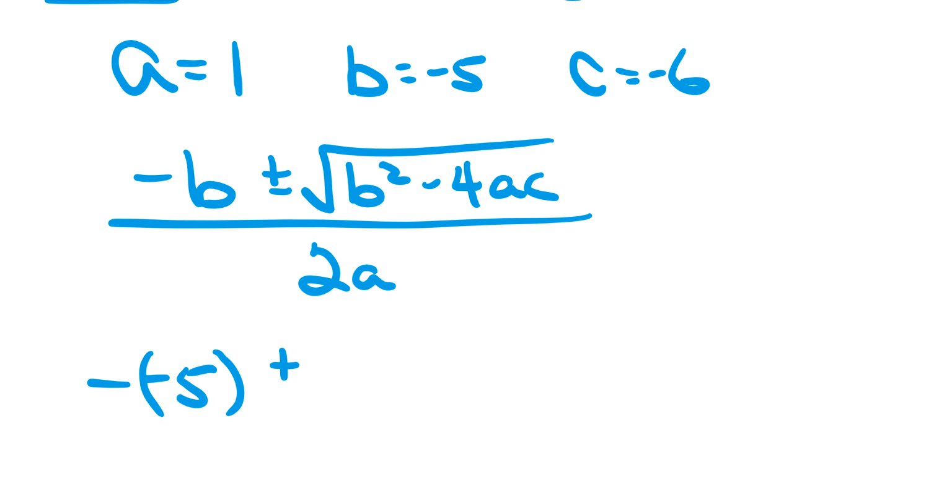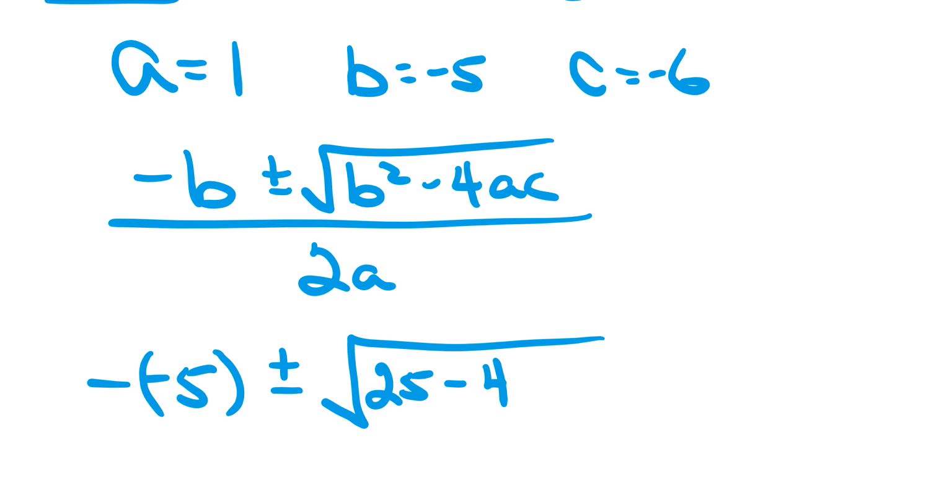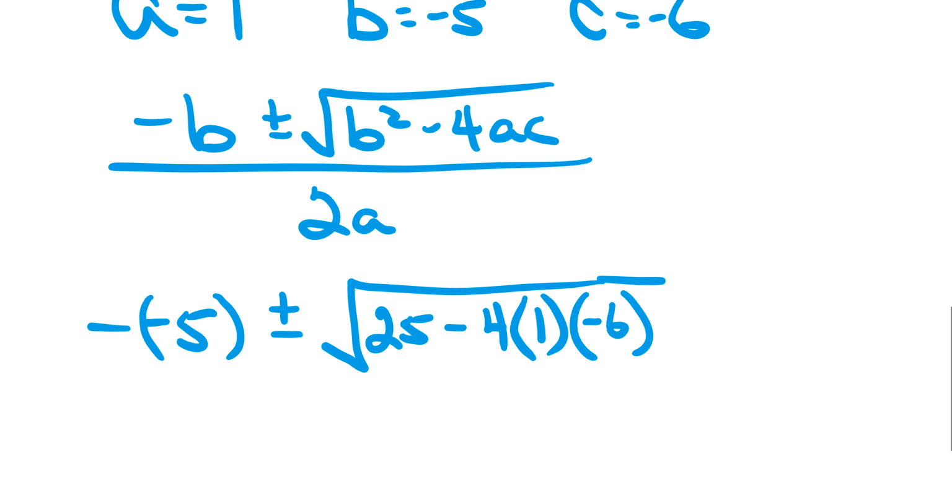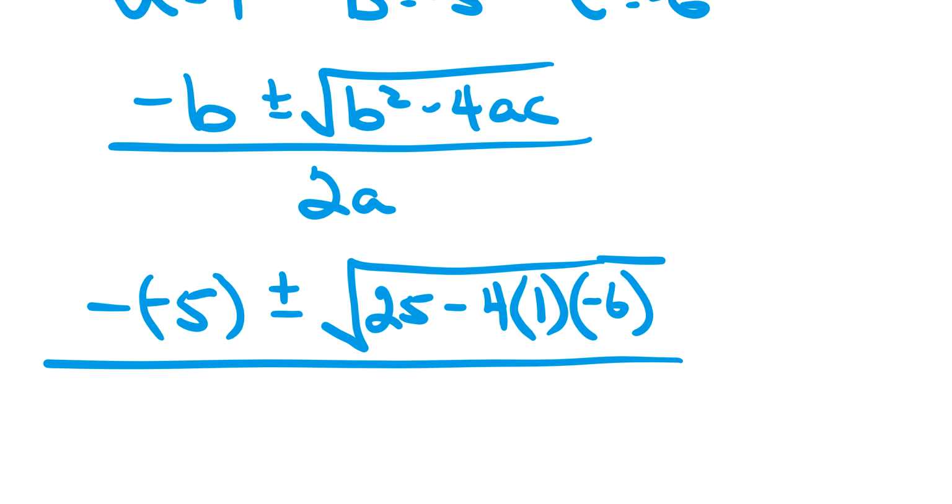And then I'm going to have plus or minus the square root of b squared. Well, that's negative, so that's going to be positive no matter which way you look at it. So that's going to be 25 minus, and then I've got 4 times a, which is 1, and c, which is negative 6. Okay, all divided by 2a, and a was 1. So it's 2 times 1.